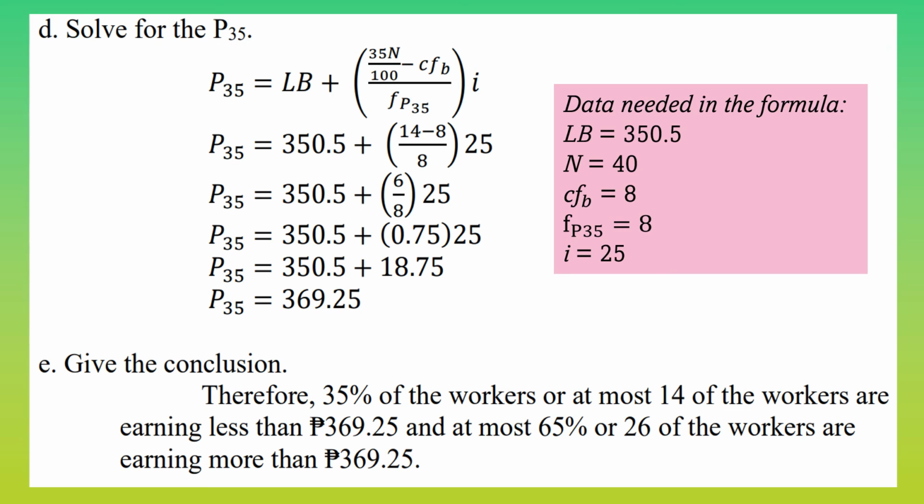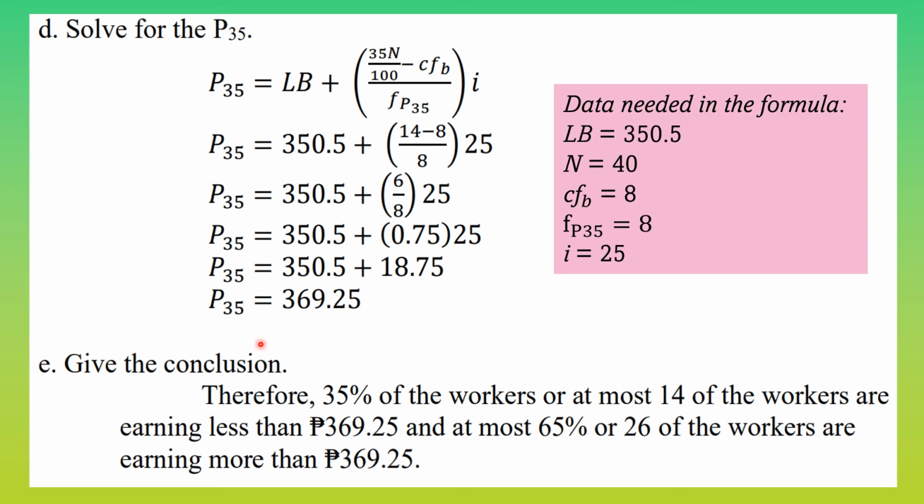P sub 35 is equal to the lower boundary plus the quantity 35 times n over 100 minus CF sub B, divided by F sub P sub 35, times I. LB is equal to 350.5 plus 35 times n, which is 40, divided by 100 is equal to 14, minus 8, divided by 8 times 25. 350.5 plus 14 minus 8 is equal to 6, divided by 8 times 25. 6 divided by 8 is equal to 0.75 multiplied by 25. That is equal to 18.75 plus 350.5.